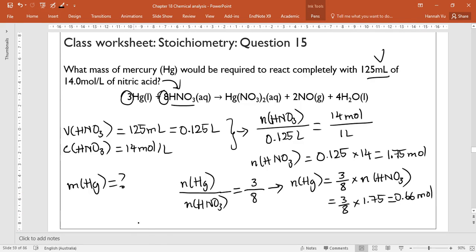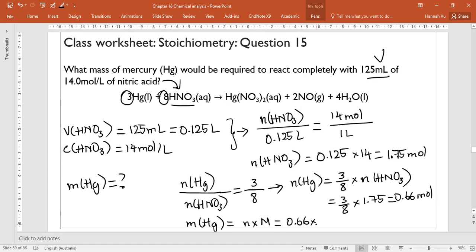And then you need to find the mass of mercury, which is what the question is asking you to do, which is number of mole times molar mass. I have no idea what the molar mass of mercury is. You know, I don't think that's one of the things that I use very often. Very excited to find out.